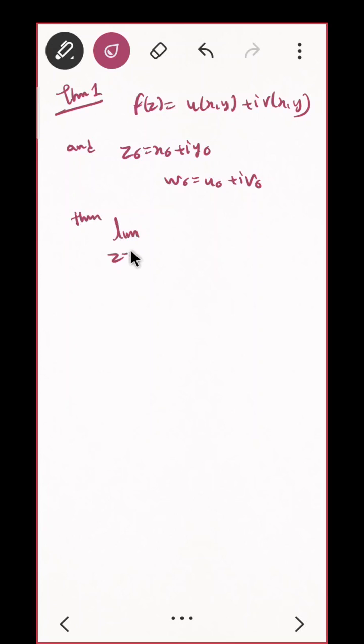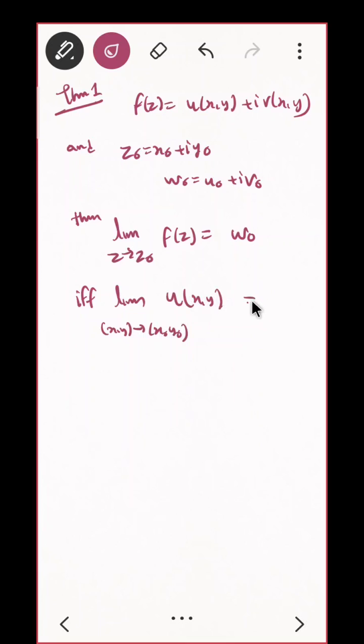limit z tending to z naught f of z equal to w naught if and only if limit x comma y tending to x naught y naught of u of x comma y is equal to u naught, and limit x comma y tending to x naught y naught of v of x comma y is equal to v naught. The first question: have you seen this theorem in your SYBSC?